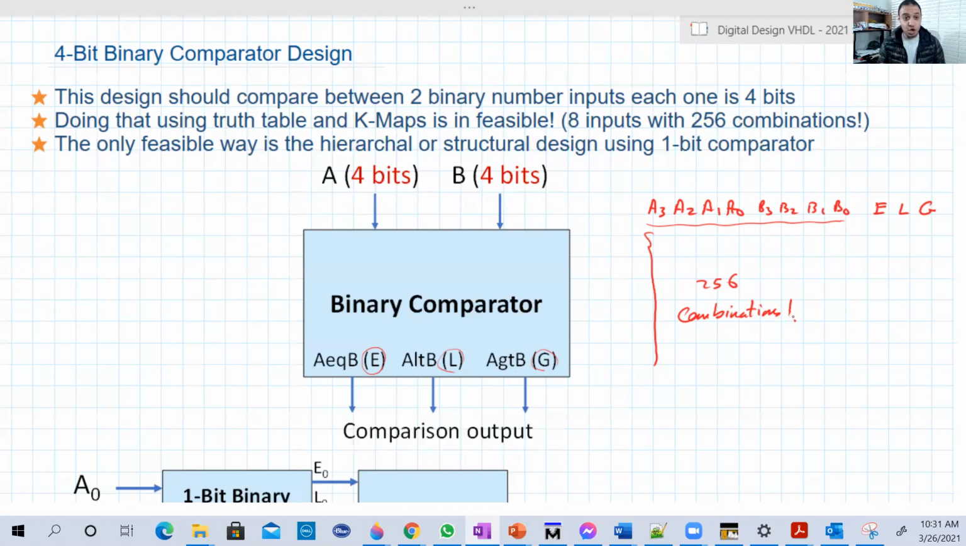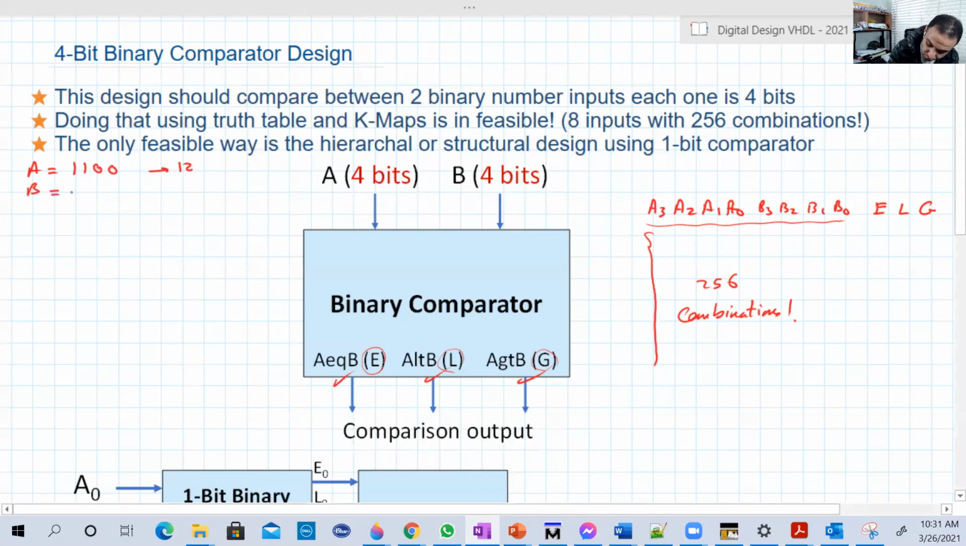Let's check some cases for A and B and guess what the outputs E, L or G would be. For example, A is equal to 1100, which is 12, 8 plus 4, and B is equal to 0111, which is 7. Of course, 12 is greater than 7. So in that case, we expect 0 at E and 0 at L, because A is not less than B or equal to B. It's greater than B, so G will be 1 and the other outputs will be 0.